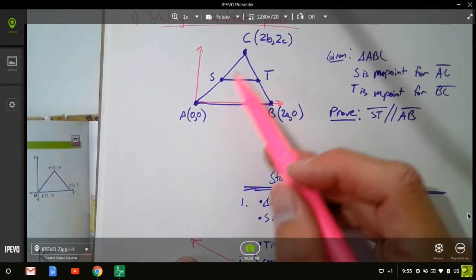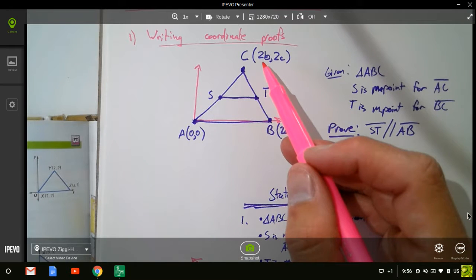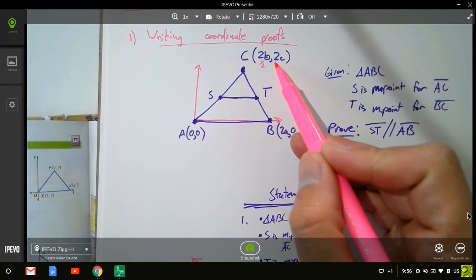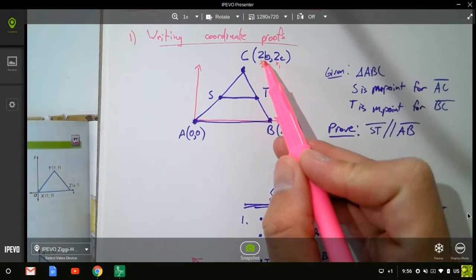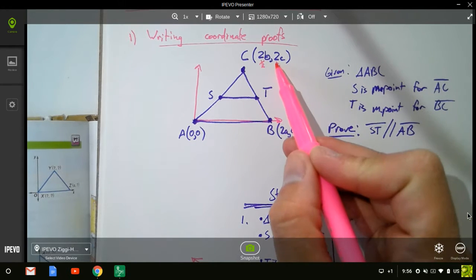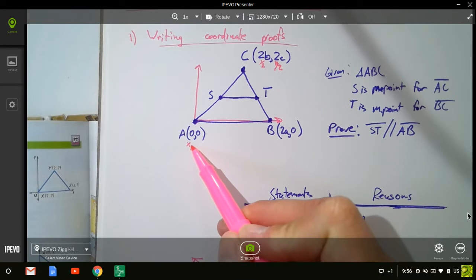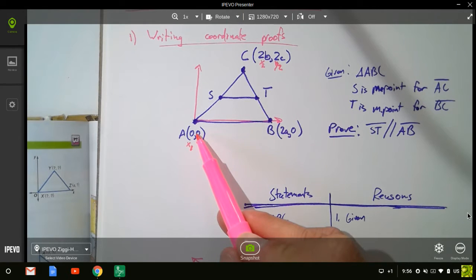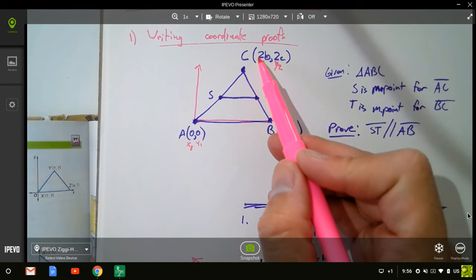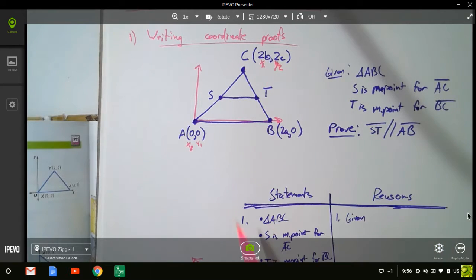What 2 coordinates are we using? A and C, right? So for C, this would technically be x2 and y2. You don't have to write this down, I'm just writing this down as a visual. I'm so sorry about that. And down here is x1, y1, right? 0 is x1, and 0 is y1. Up here, 2b is x2, and 2c is y2.